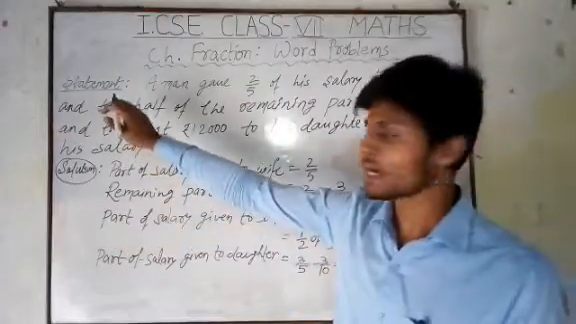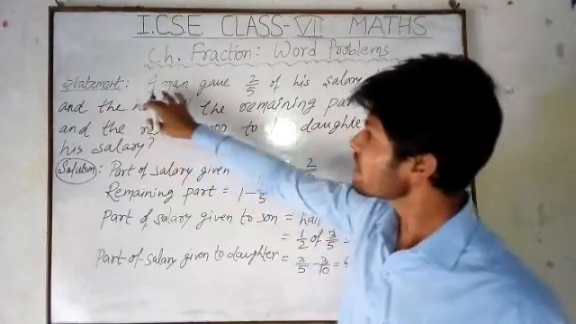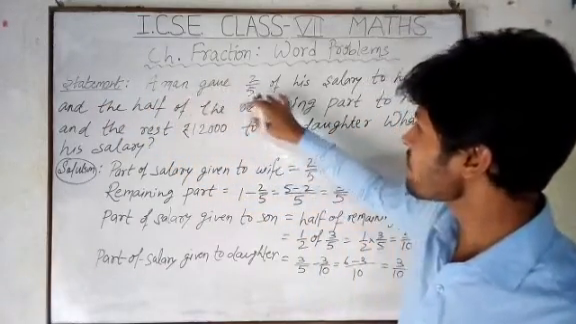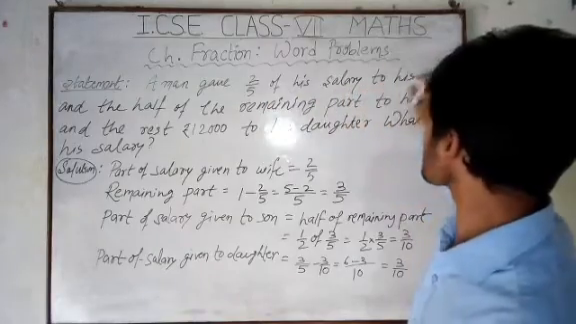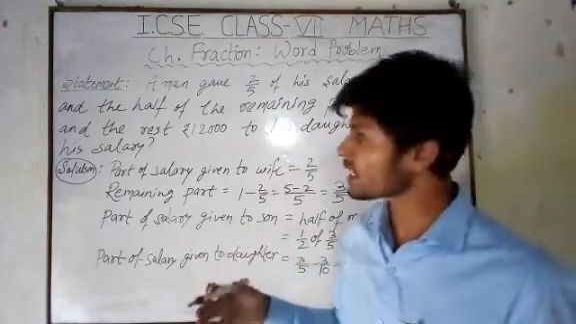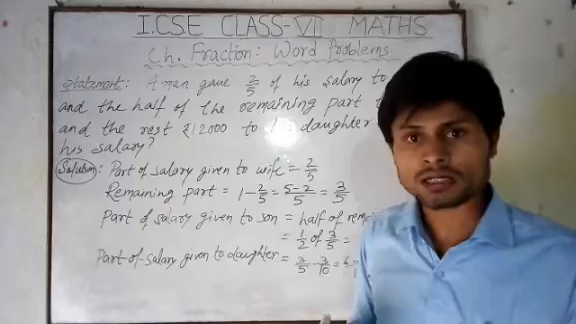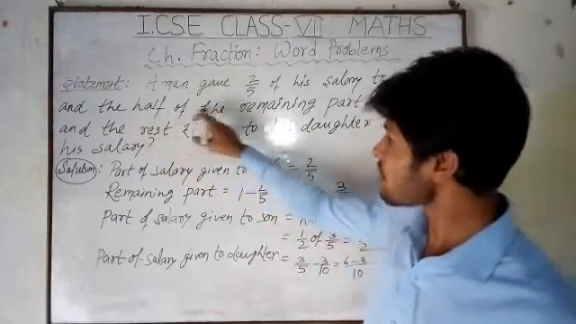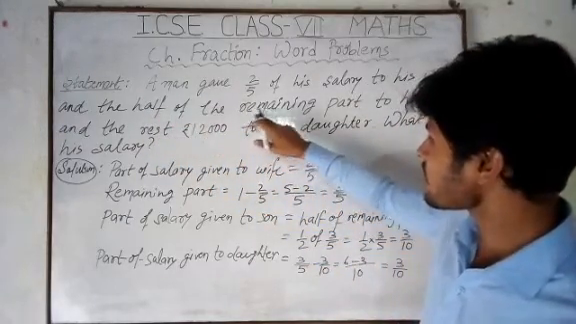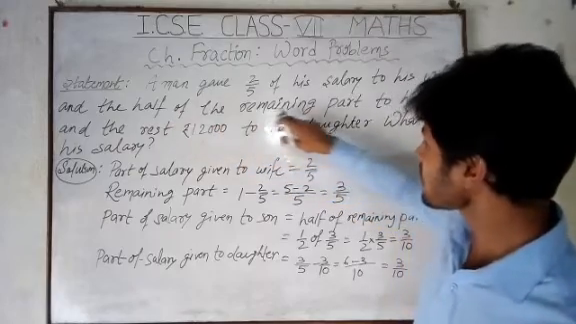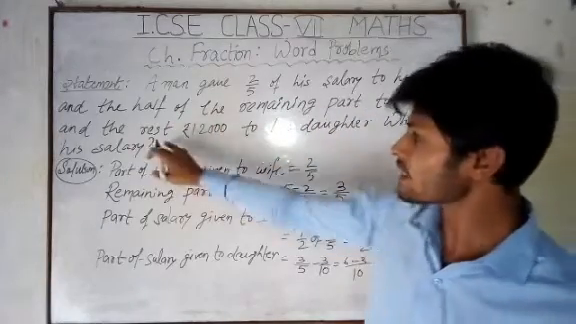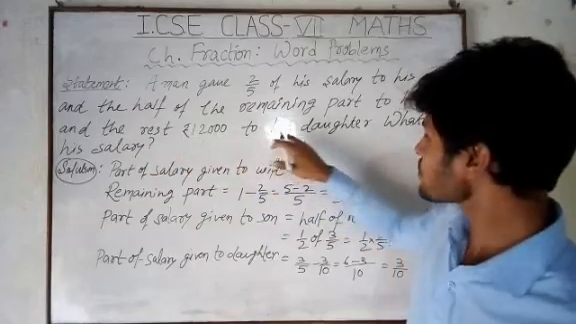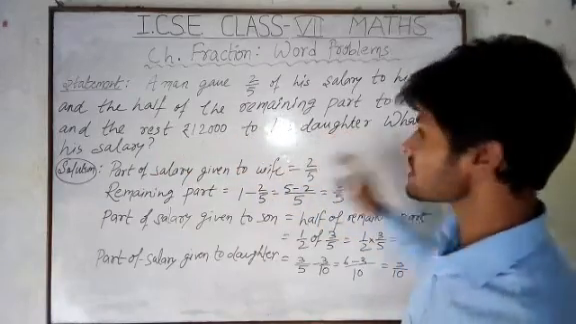Have questions like this, where the statement is given: a man gave 2 by 5 of his salary to his wife, whatever his salary. He gives 2 by 5 part to his wife and half of the remaining part, this is to be considered here, half of the remaining part to his son and the rest 12,000 to his daughter. So what is his salary?